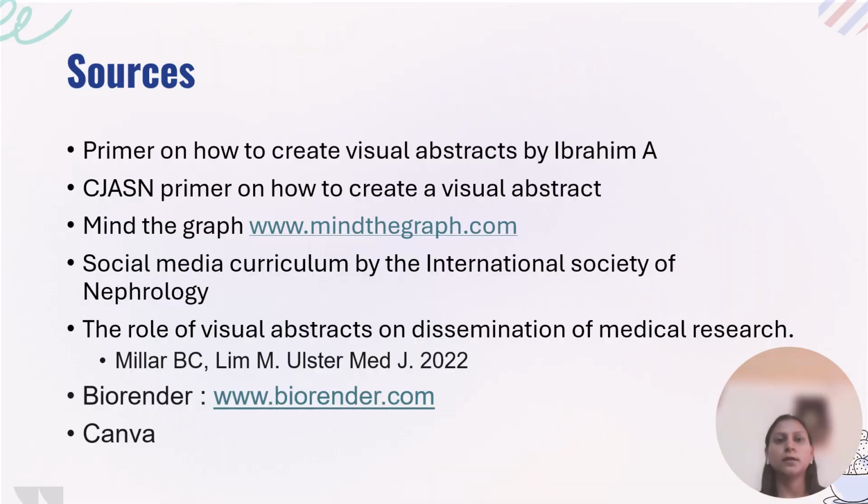So here are some sources for your additional reading. You could use the primer on how to create visual abstracts by Ibrahim A. Sijasan. There are websites like mindthegraph.com, biorender.com, canva.com, which already have templates for creating visual abstracts, and they also have icons. There is also the social media curriculum by the International Society of Nephrology, and some articles are also available online for you to read more about how to create visual abstracts.